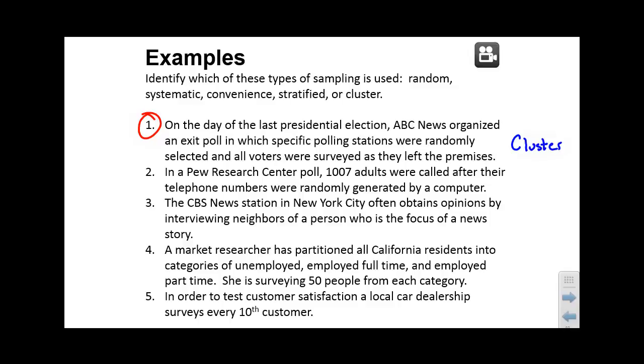Okay, number 2. In a Pew Research Center poll, 1,007 adults were called after their telephone numbers were randomly generated by a computer. It has the word randomly generated in it. Anytime a computer is used to randomly generate numbers, we are going to call this random sampling. So let's write down the word random on that one.